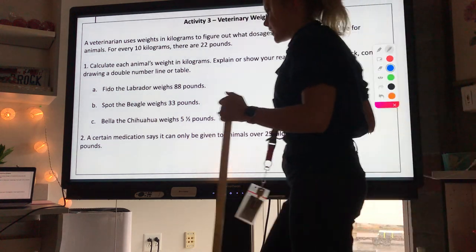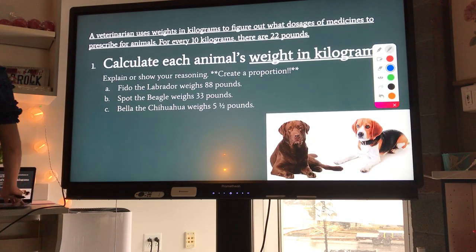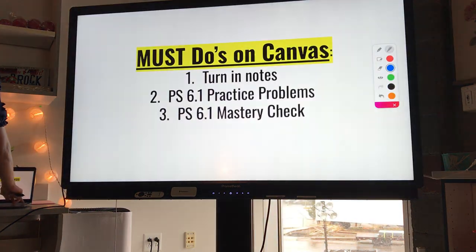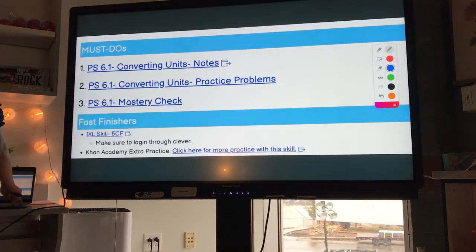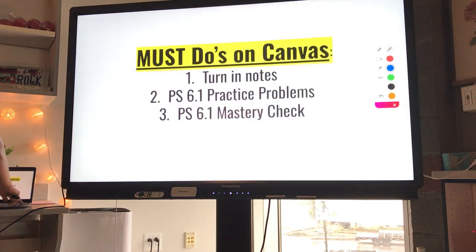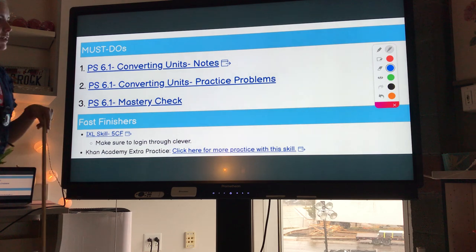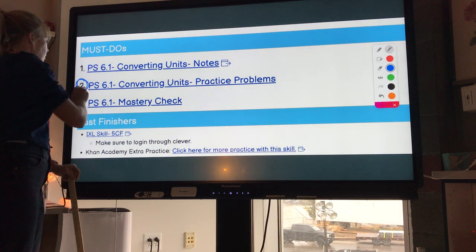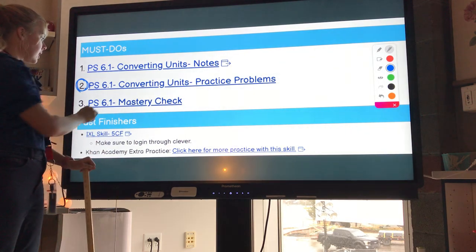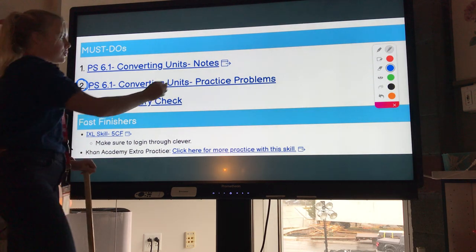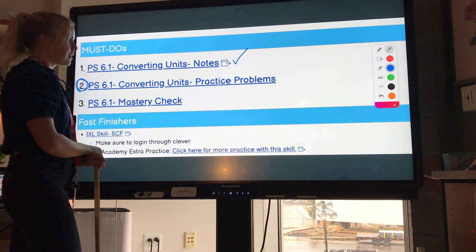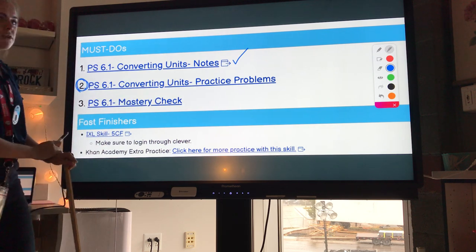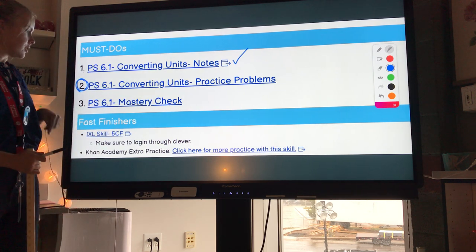Alrighty, lastly, we're getting to our cool down. Oh, there is no cool down on this. So what you're going to do is you are going to get on Canvas. You are going to do your practice problems. And once you finish your practice problems, you're going to let me know and then you will do your master check. Because you're going to turn your notes into the basket and do practice problems. If you finish, then you have an IXL skill to work on when you're done.